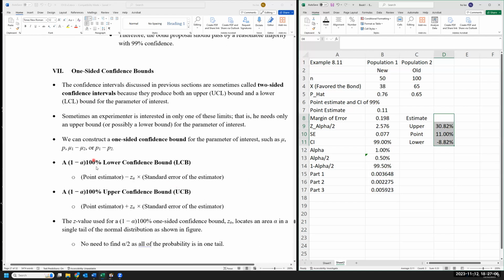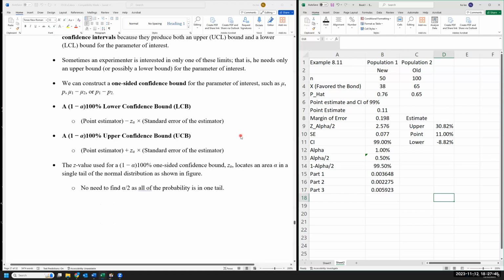All right, the next thing I want to talk about is one-sided confidence bounds. What is a one-sided confidence bound? Well, here we were doing upper and lower bounds, or two-sided confidence bounds. A one-sided is a situation where you only care about the upper end or the lower end. That's it. You don't care about the other side. Sometimes an experimenter is only interested in one of the limits, the upper limit or the lower limit.